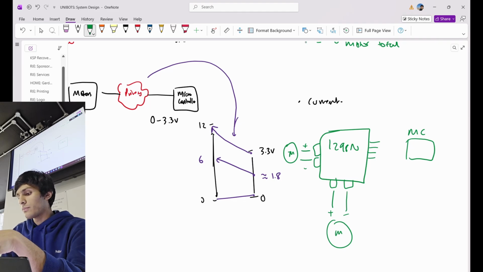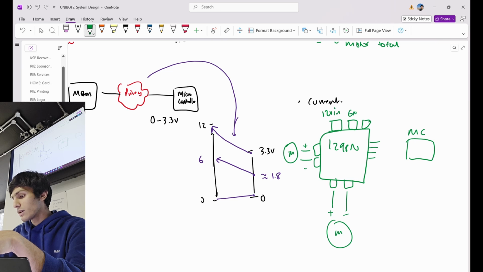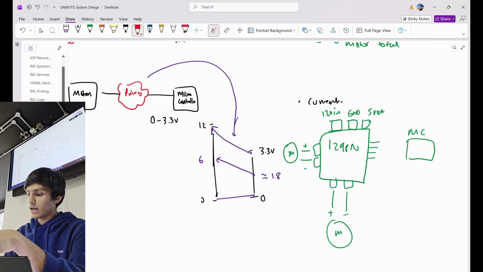It will have, on one side, an interface to your microcontroller, and on the other side it will have 2 connectors like this where you can have a positive and a negative going into one motor, and you can have a positive and a negative going into another motor.